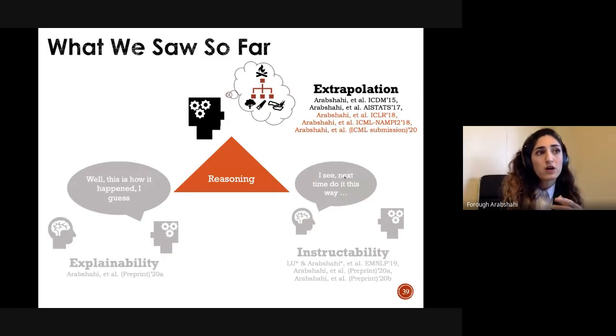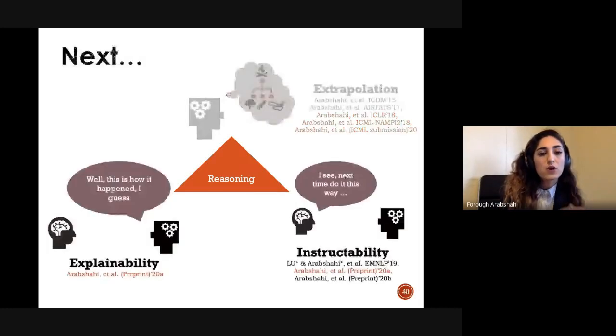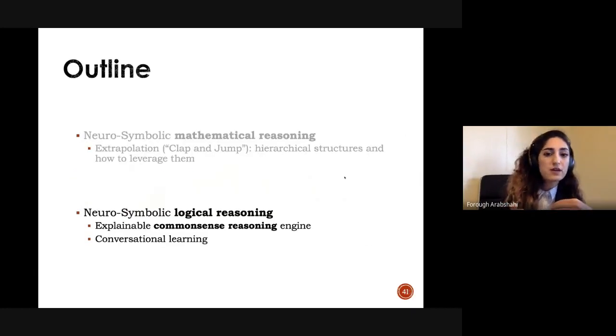So far, we saw the problem of extrapolation, and how we can achieve extrapolation by extracting hierarchical structures. In this part, I want to switch to the problem of explainability and also instructability. And we are going to switch gears here a little bit and show our common sense reasoning engine and see how we apply neuro-symbolic algorithms for logical reasoning.